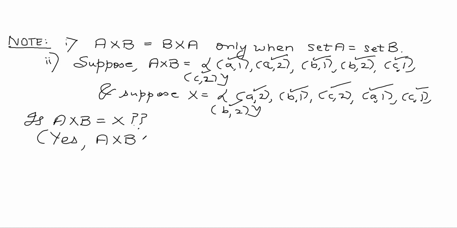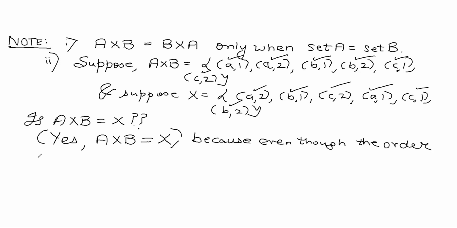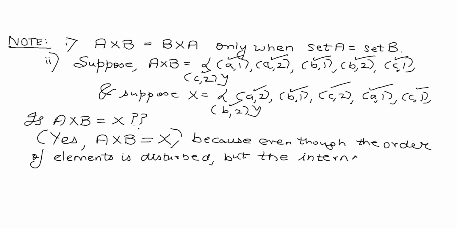The Cartesian product A cross B is equal to X, because even though the order of the elements is disturbed, the internal order, that is the sub elements, are not disturbed.